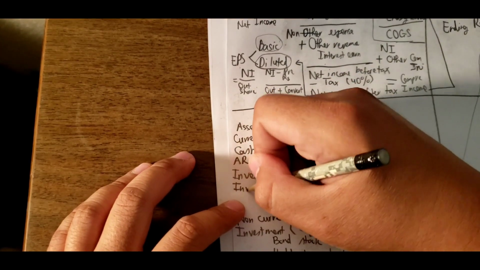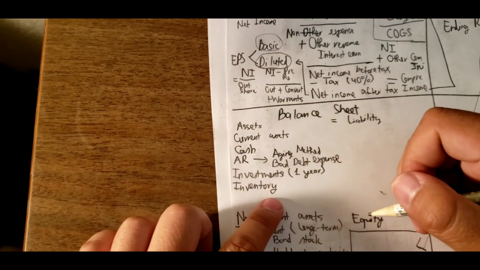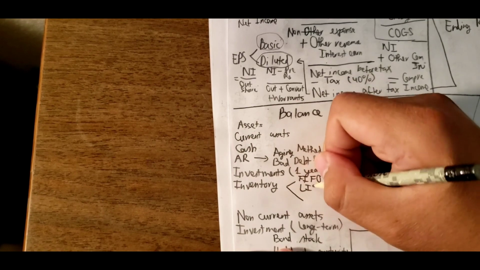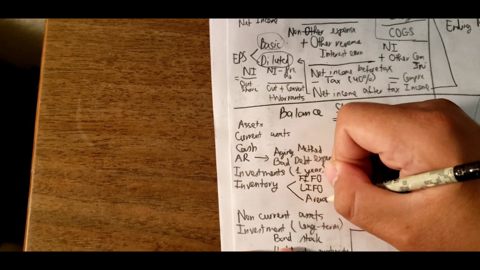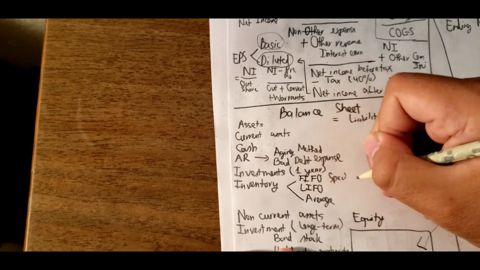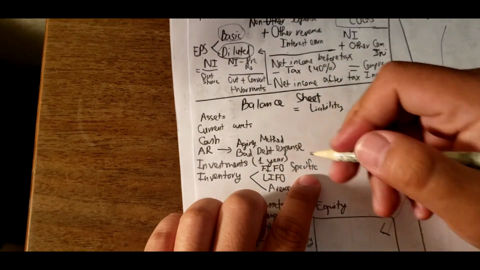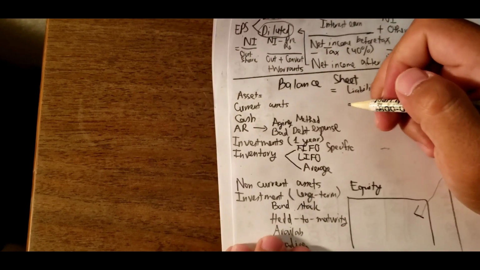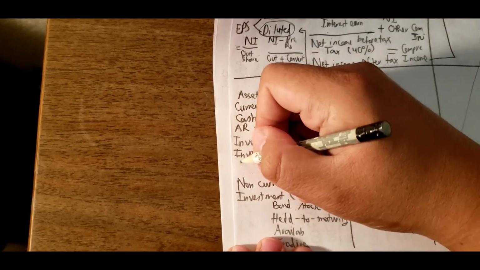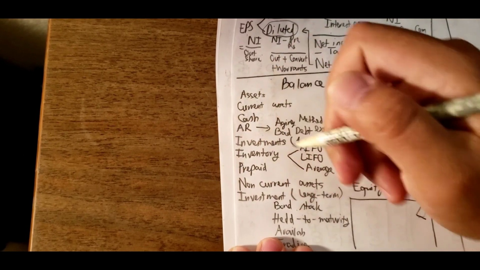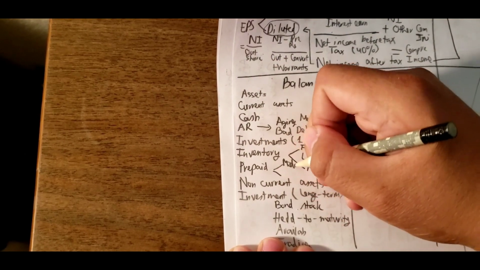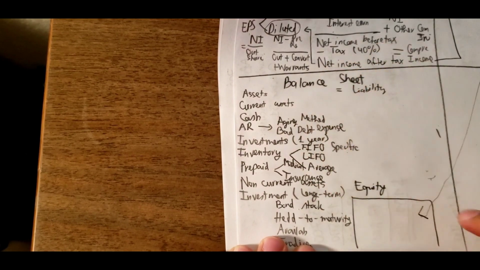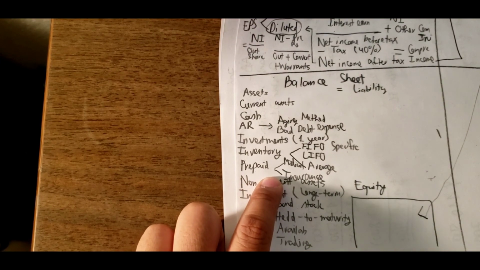We have inventory. In inventory, we will learn about first in first out, last in first out, average, and specific. Specific here means identifying each individual item. And next one, we will learn about prepaid. Prepaid is just for things like medical insurance. This one will be covered in accounting basic 101.